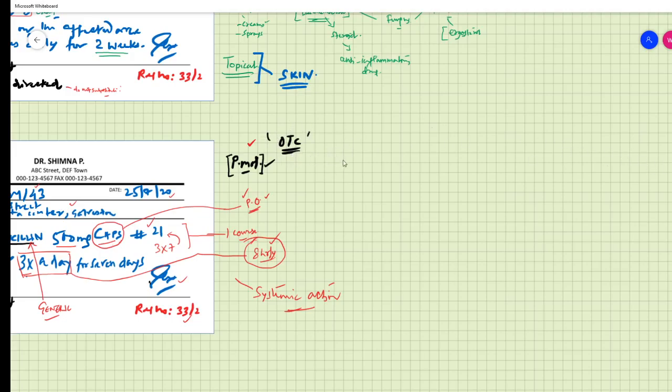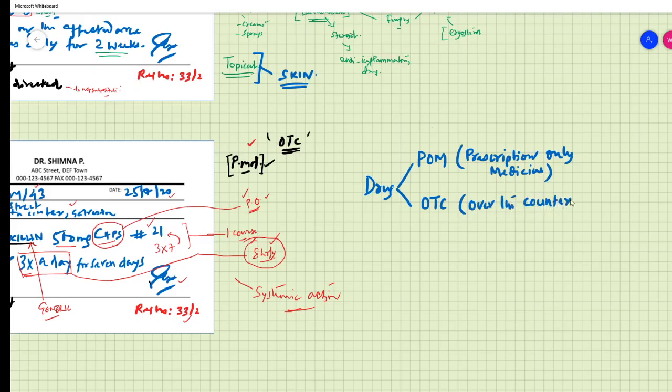So the question is, what is an OTC? Drugs are broadly classified as prescription-only medications and over-the-counter. So this is prescription only, and this is over the counter. A prescription is a legal requirement for prescription-only medication. So that is why this physician has written a prescription. So it is for prescription-only medications.